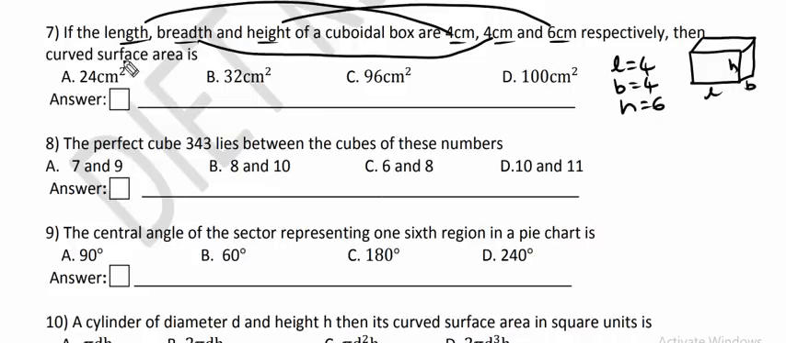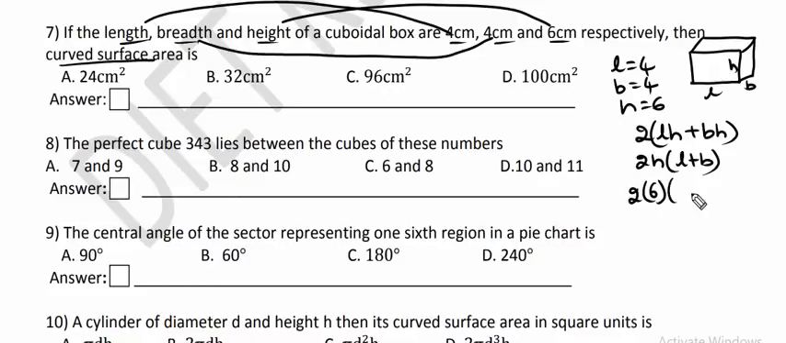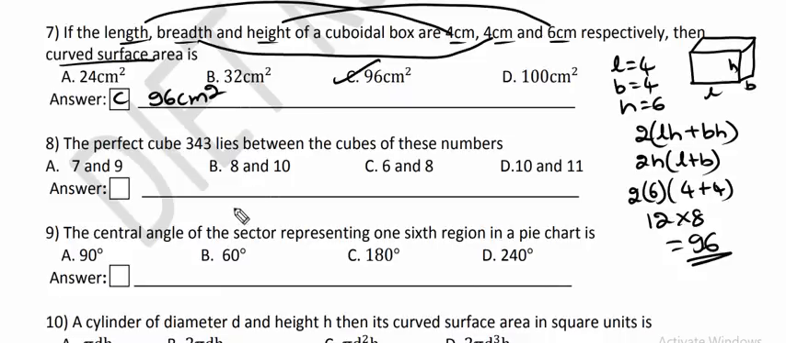For finding the curved surface area, we have to write 2 into L plus B into H, or we can also write this as 2H into L plus B. So here 2 into H means 6, and L is 4, B is 4. 2 sixes are 12, and 4 plus 4 is 8. 12 into 8 is equal to 96. Therefore option C, 96 centimeter square is the correct answer.